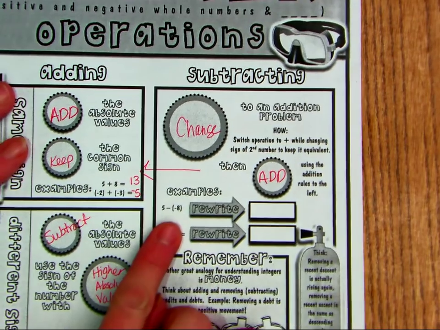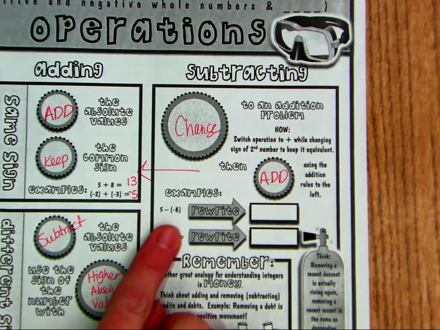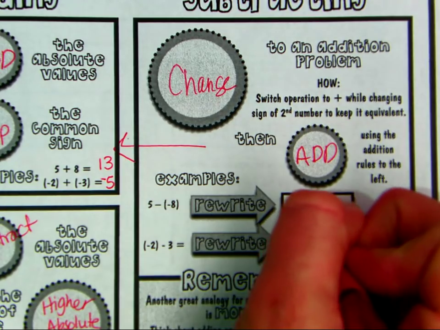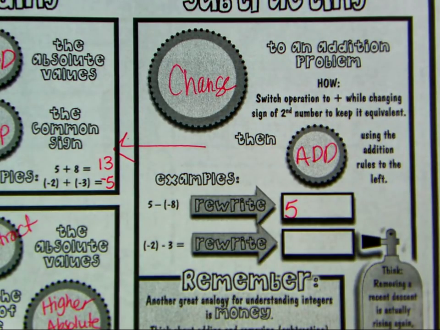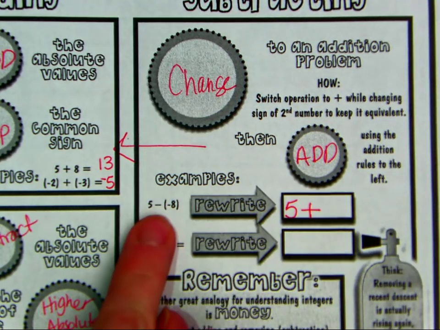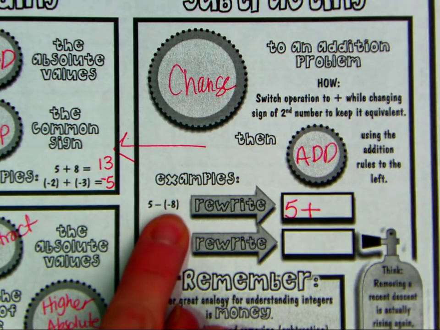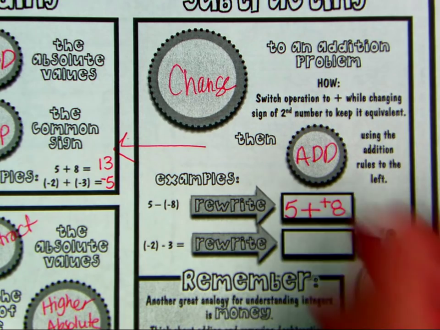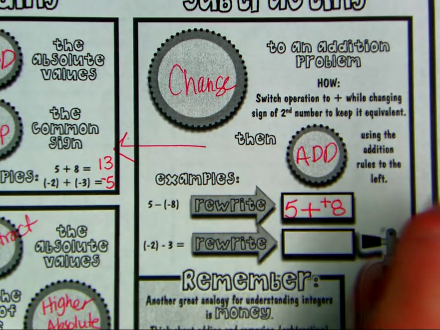So we have 5 minus negative 8. Okay, so we're going to keep the first number, change the subtraction sign to what? Addition. If we change that, we have to make it still work out, so we have to change the negative 8 to what? Positive 8. Okay, so what's 5 plus 8? 13. Good.